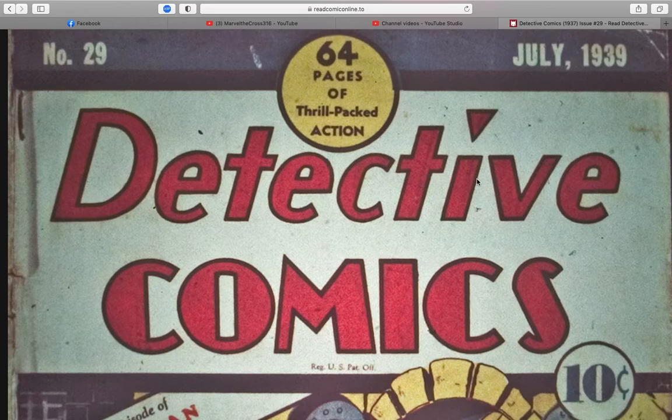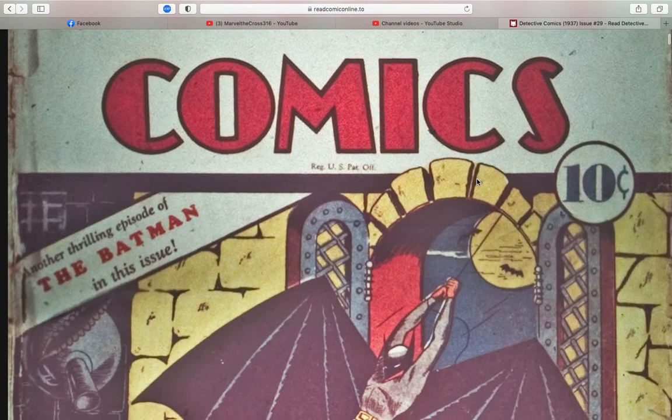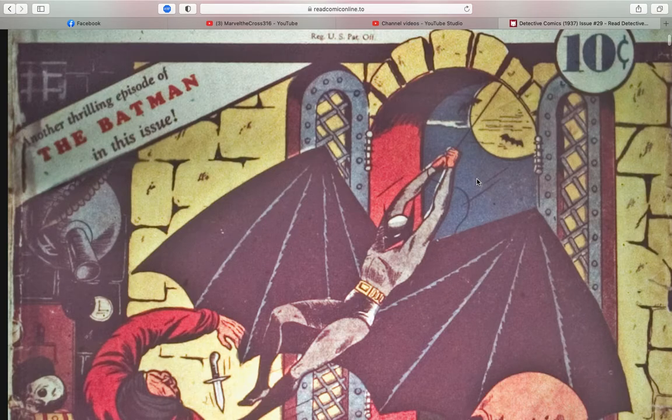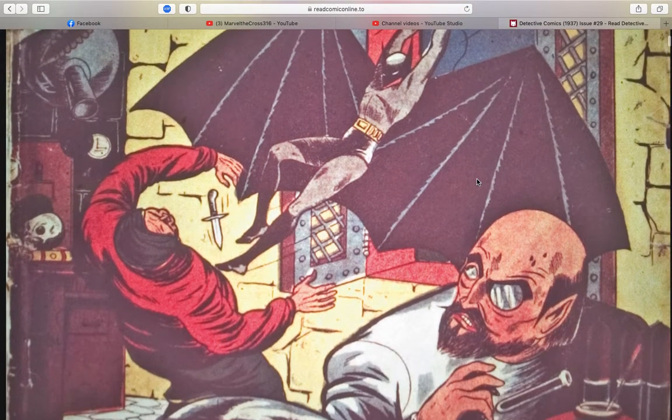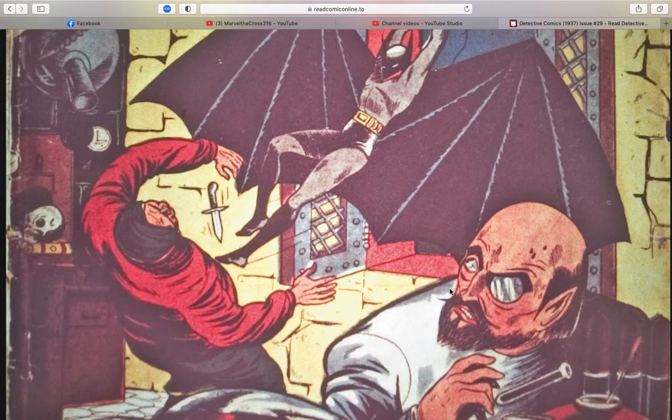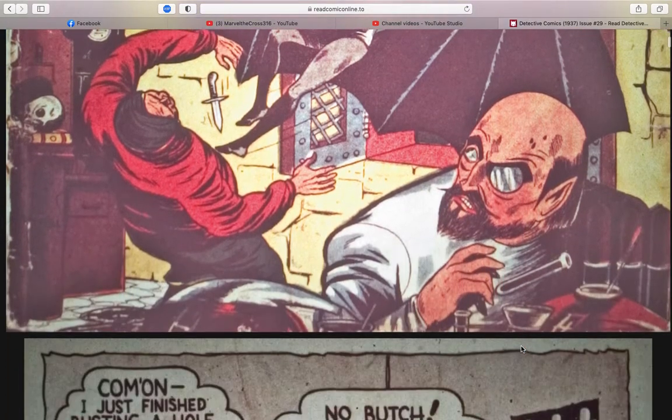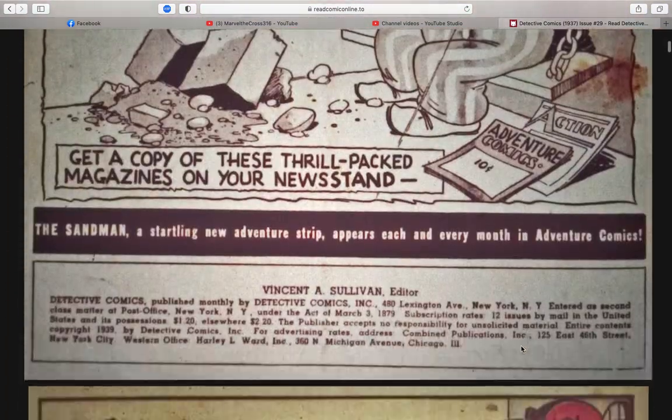Today we are looking at Detective Comics issue number 29. This issue came out in July of 1939, and we're looking at the overall third appearance of the Batman here, as Batman is going to come across this new villain. His name is Dr. Death, and he makes his first appearance in this issue. And so I'm so happy to look at this issue with y'all today.